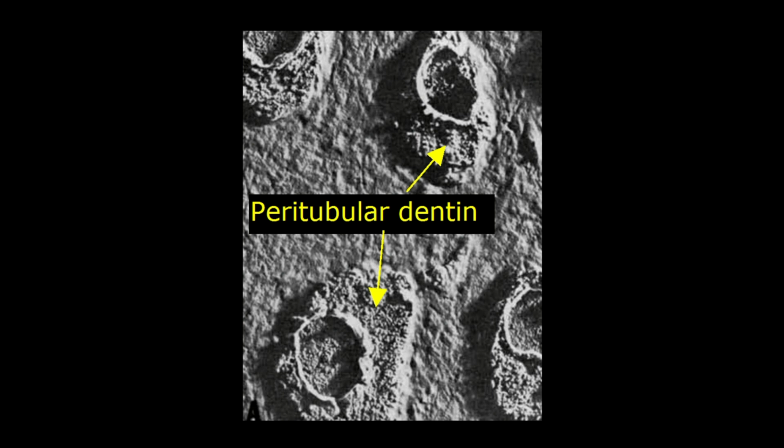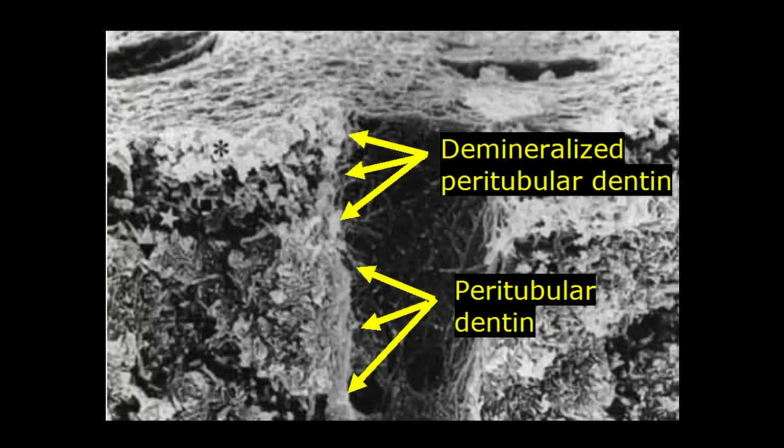Now, we know from the prior tutorial that peritubular dentin is non-collagenous mineralized tissue. There's no collagen in this tissue. It's the first tissue to be demineralized, and it's demineralized much easier than intertubular dentin. It's usually, from the restorative literature, demineralized down about four microns into the tubule. There you can see the peritubular dentin that hasn't been demineralized.